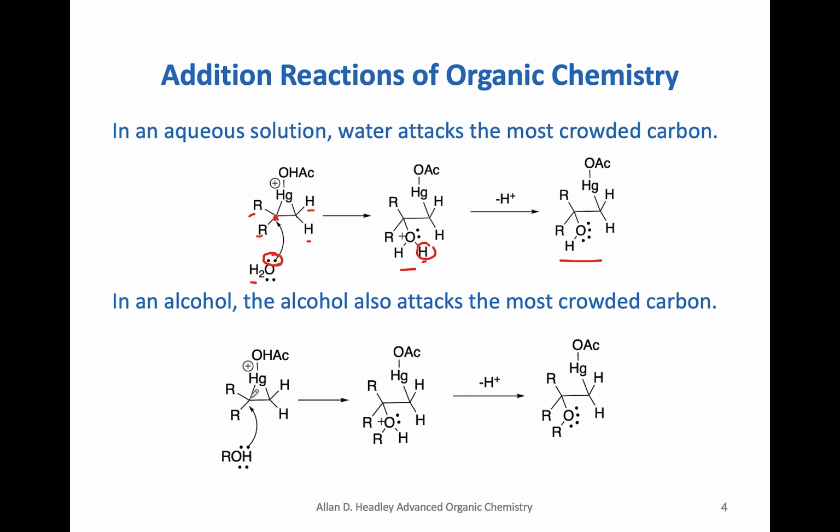I should point out here also that it's possible in an alcohol. By the way, these 2 electrons are really on the oxygen, and it acts in the same way as water, attacking the carbon that has the most alkyl groups bonded to it to form this, and of course this loses your H plus to form this in a first step of the reaction.